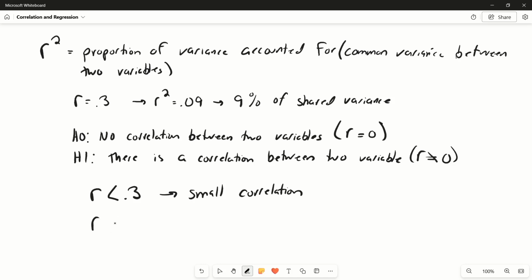If R is between, let me write this better. So if 0.3 is less than R, which is less than 0.5 or 0.6, this is a moderate correlation.